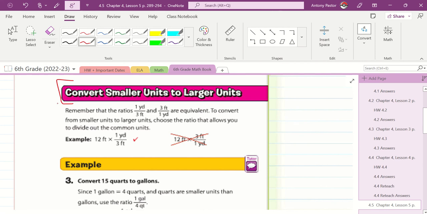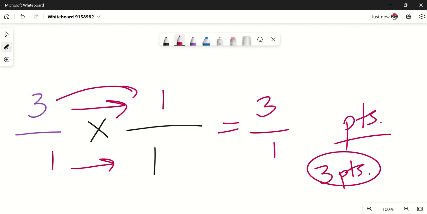And this is where things are going to change. So, for example, let's say I'm trying to find how many feet there are in 1 yard. Remember, 1 yard equals 3 feet. I'm converting the 12 down to a smaller number, but a larger unit of measurement. So, if that makes any sense.